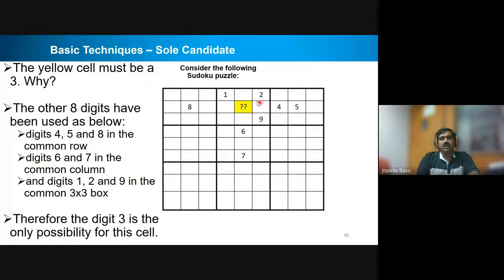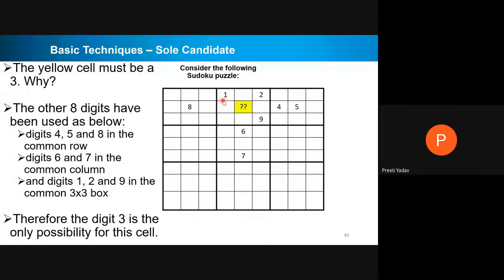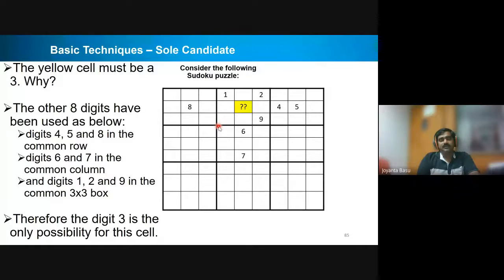Okay, so this is my problem. Don't look at the left section, just try to concentrate on this puzzle. Can anybody say what will be the possible digit for this section? Can you please try? Yes, please. Three. Yes, 3 is the correct answer.